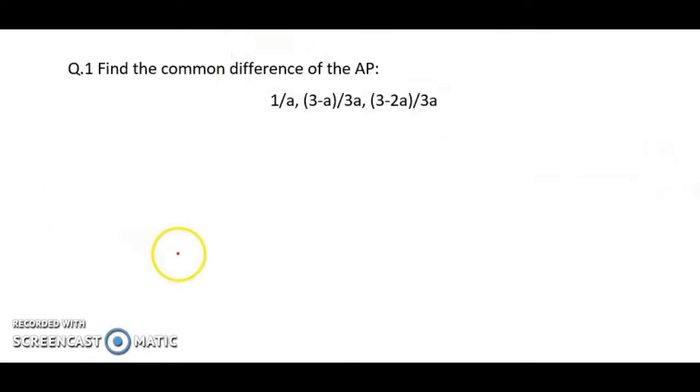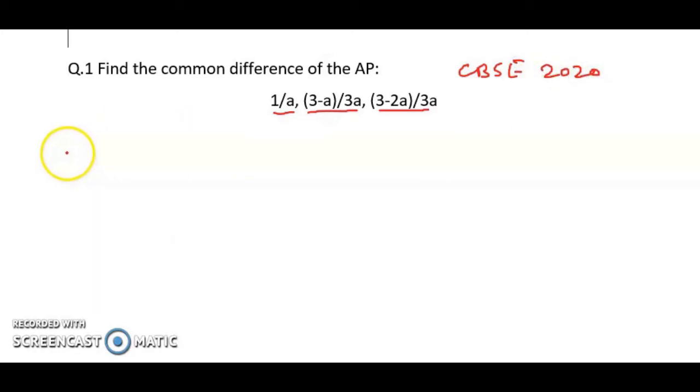Now see question number 1. Find the common difference of the arithmetic progression. First term is given 1 upon a, second term (3 minus a) upon 3a, and third term (3 minus 2a) upon 3a. This question was asked in the CBSE exam 2020.